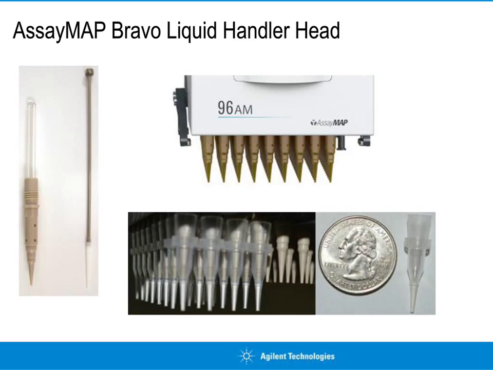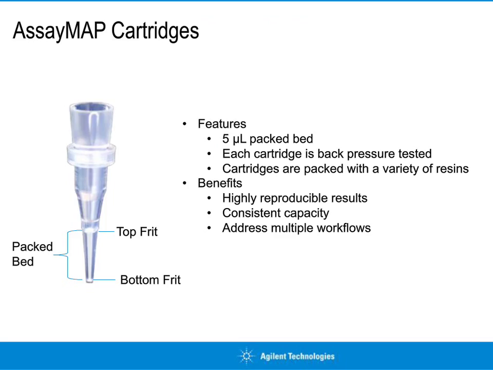Next, we turn to the AssayMap cartridge. As you can see in this picture, the cartridge bed is at the bottom of the cartridge and is held in place by a top and bottom frit. The cartridges have a 5 microliter bed volume. Each cartridge is back pressure tested as part of the manufacturing process to ensure consistently packed beds. The cartridges can be packed with a variety of different resins. These features result in highly reproducible results, consistent binding capacity, and the ability to address a wide range of workflows.